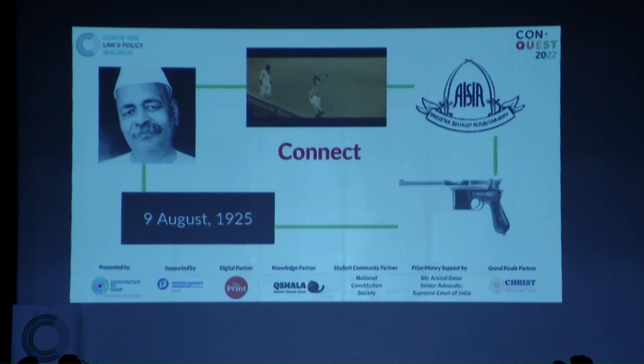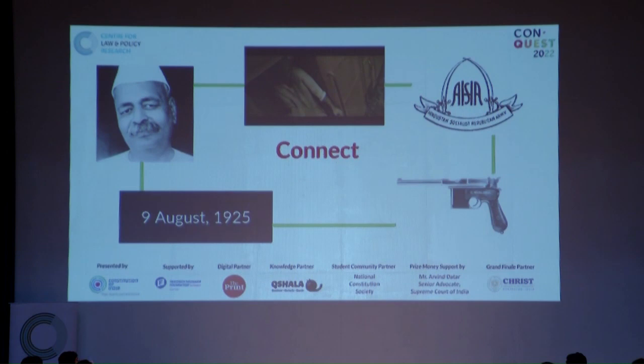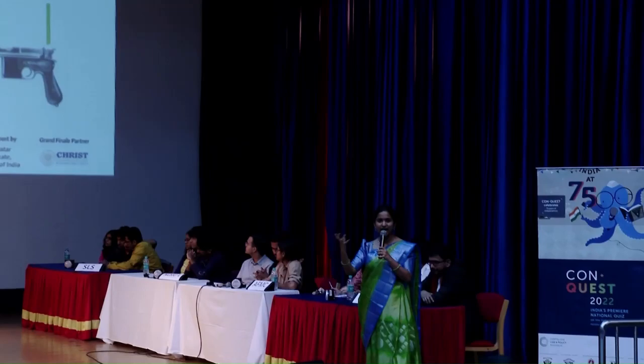Right, so the next round is connection questions, so we thought we'll show you an example. You need to connect all these different elements to a common answer. That's a clip from the famous movie Rang De Basanti. What is the overall connection we're looking for? All right, we'll get to the teams. This is for the audience, right? Yes.